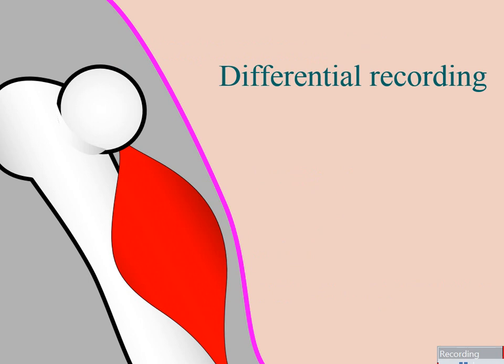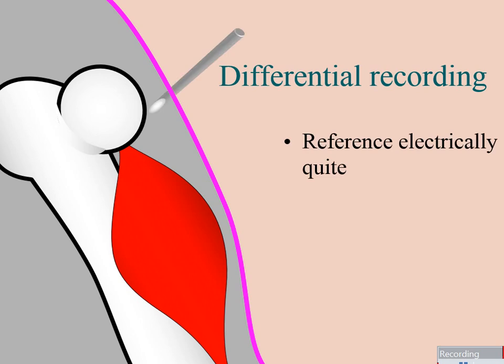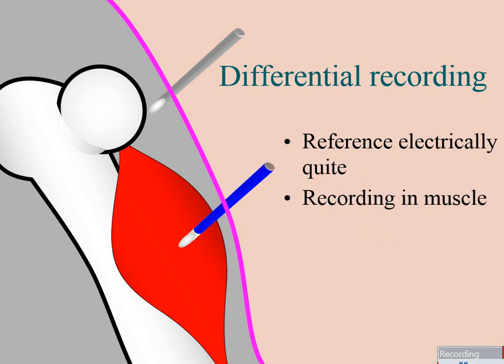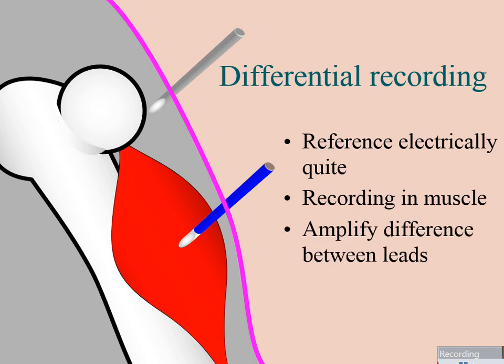So the other thing I didn't talk about when I was talking about these recordings and electrodes is that we always do a differential recording. So we have a reference electrode somewhere on the body. In the case of EMG, we try to put it over a bony prominence, a place where there's not going to be a lot of electrical activity going on. Then we've got the recording electrode in the muscle. And what we're actually amplifying is the difference between those two electrodes.